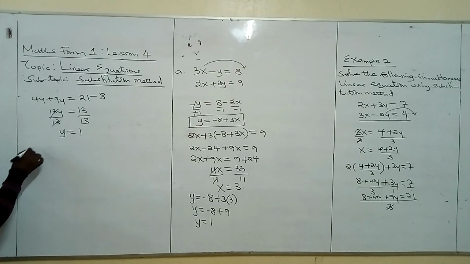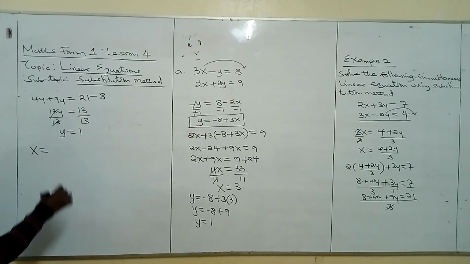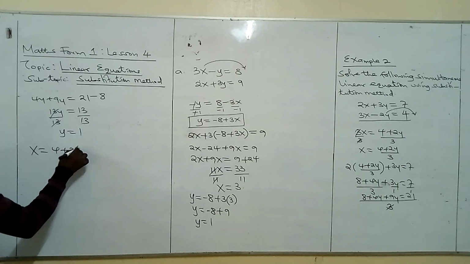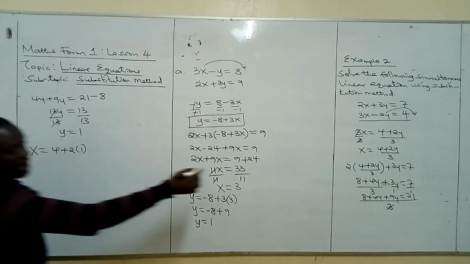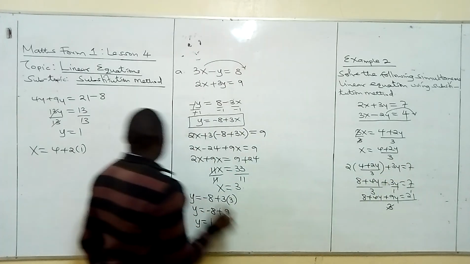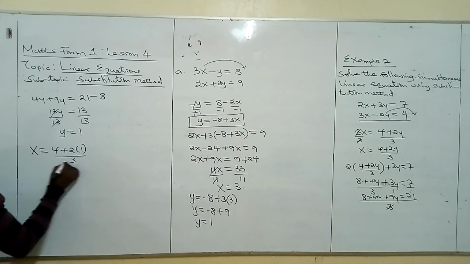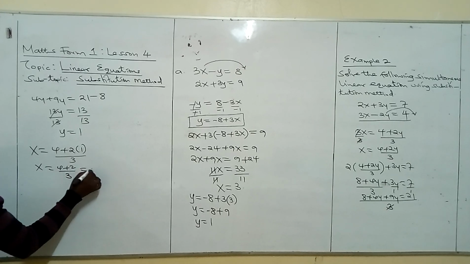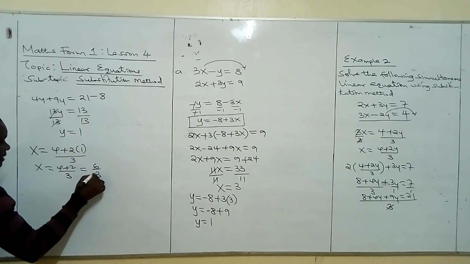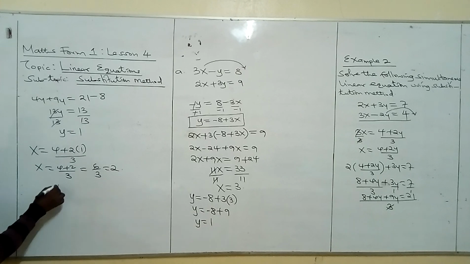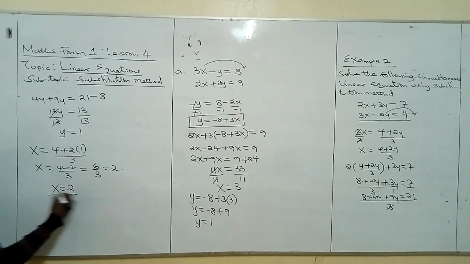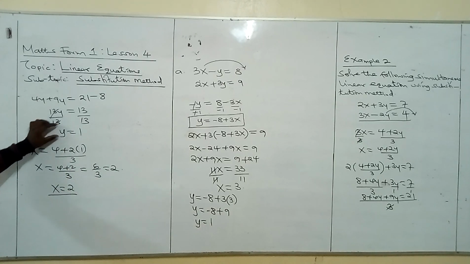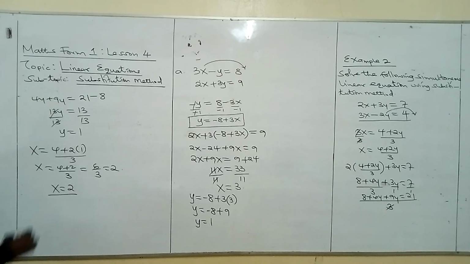Now, let's go to the value of x. x becomes 4 plus 2y, but in this case our y is 1. Then we divide by 3. So our x will be 4 plus 2 over 3, which is the same as 6 over 3. 6 over 3 gives us 2. Therefore, our value of x is 2. Our value of y is 1, our value of x is 2.